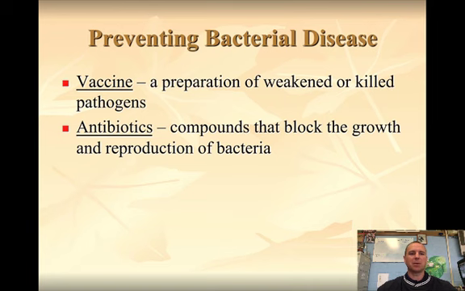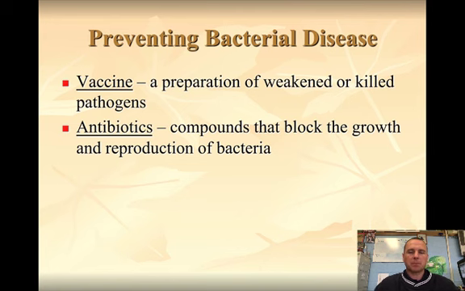But when we talk about bacterial diseases, vaccines can prevent bacterial diseases by injecting a weakened form of the virus into your body. So now let me explain how vaccines work. What happens is when you get a shot, they actually inject a weakened form of either the bacteria or the virus into your body. And then your body defeats that, and it makes memory cells so that next time it sees it, it's able to knock it out very, very quickly.